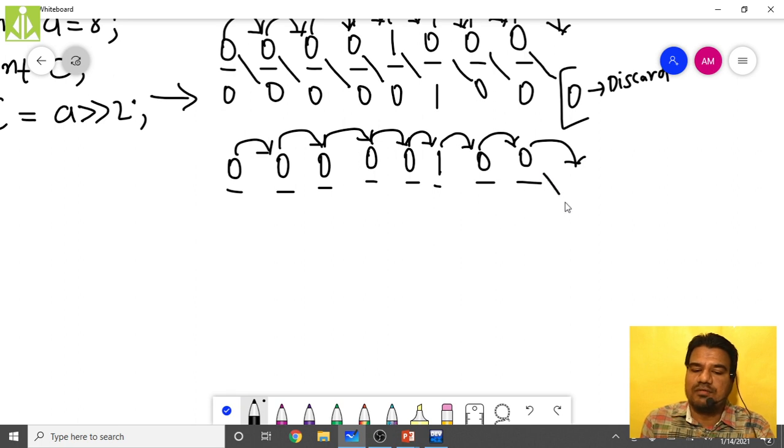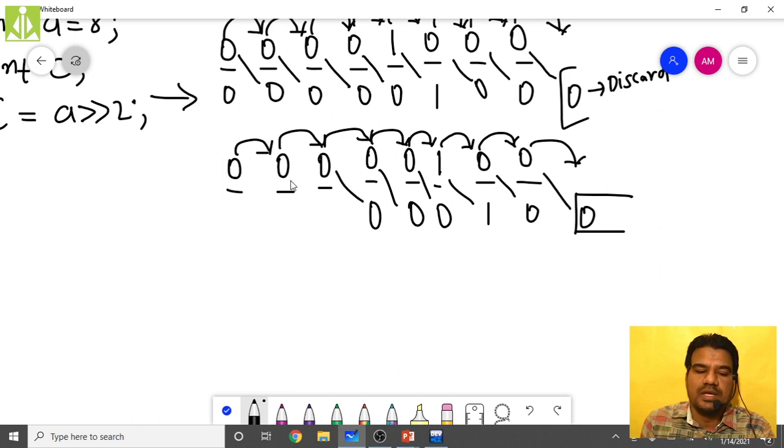This 0 will come over here. As it does not have any place, it simply gets discarded. Then this 0 will come in this place, this 1 will come over here, this 0 here, this 0 here, this 0 here, this here, and this here. Still one place is left out, so we take a 0 from nowhere, from the outside world.